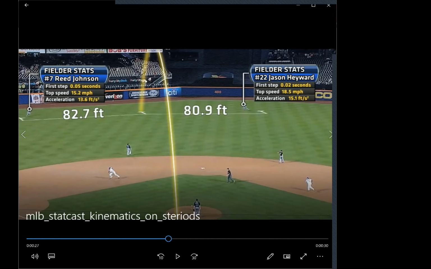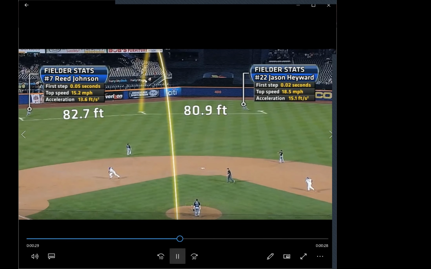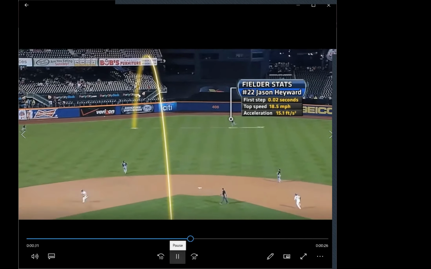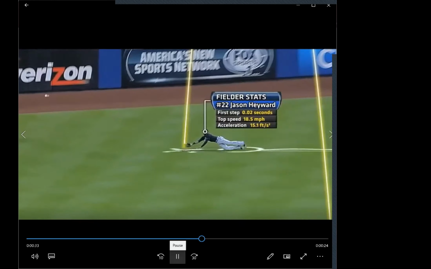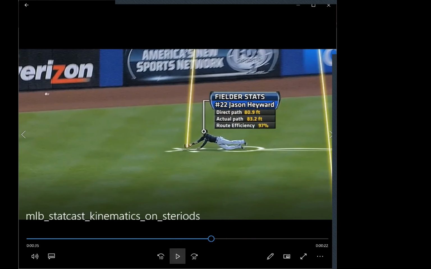He hit a bigger top speed than the other guy. He had a better acceleration than the left fielder, and he was a little closer to start with, and he's the one that ended up making the catch, right? Completely laid out right off the top of the turf.